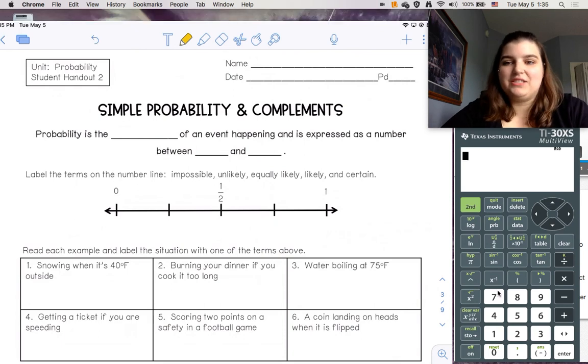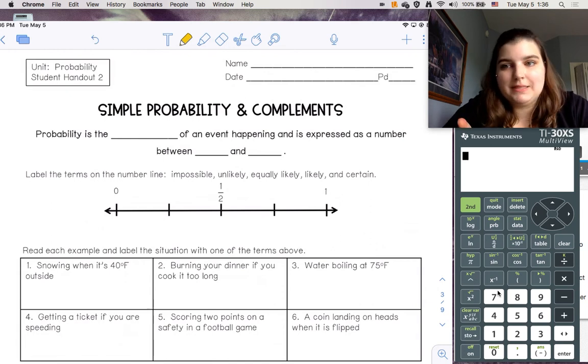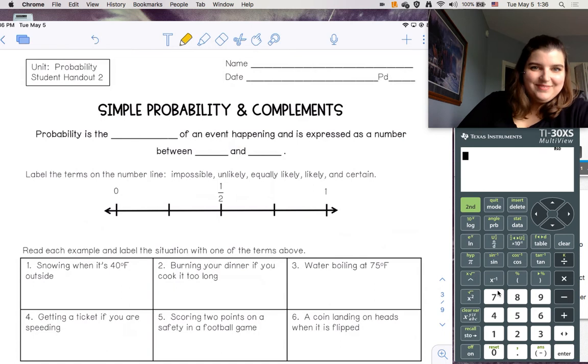Hey everybody. All right, so we're back for section 10-2, and we're going to talk about simple probability and complements. It's complements, not compliments like, you look great today.